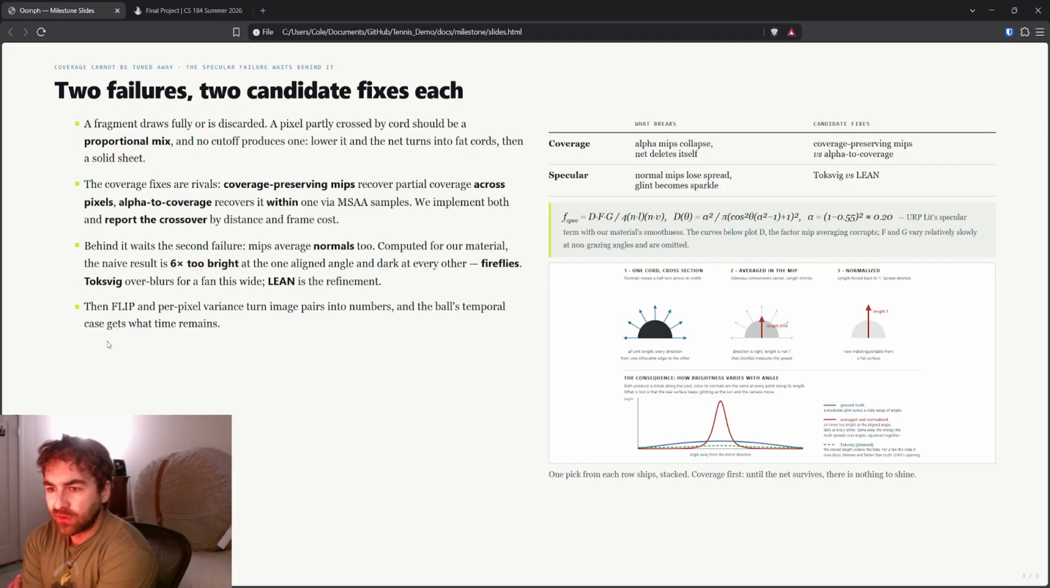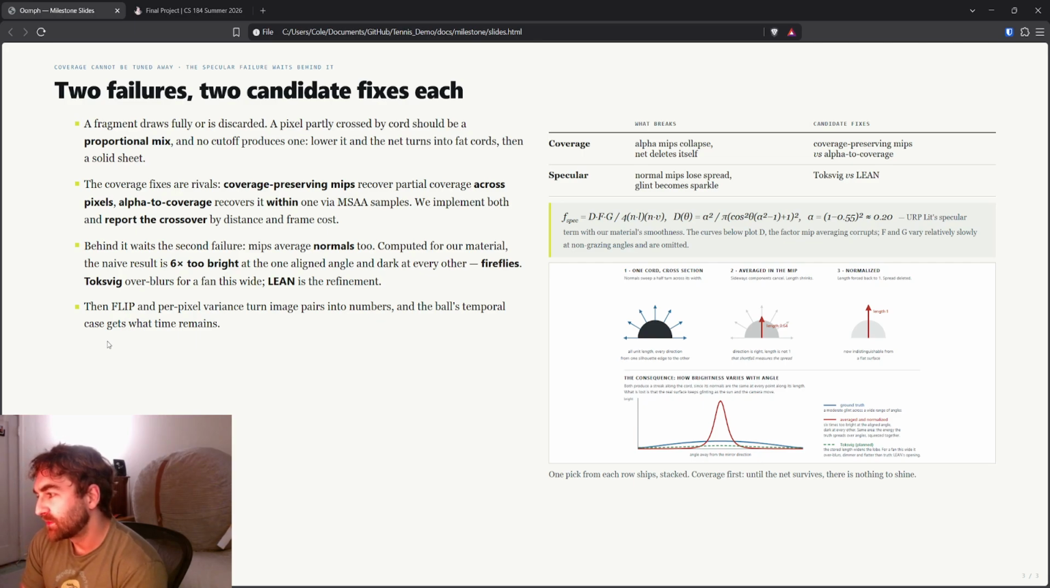And on the spatial aliasing side, I'm also going to implement potentially alpha to coverage or coverage preserving MIPS for the coverage issue. And for specular reflection, since we're also averaging the normals, there are two different techniques that I'm looking into. One is Toxvig and one is Lean.